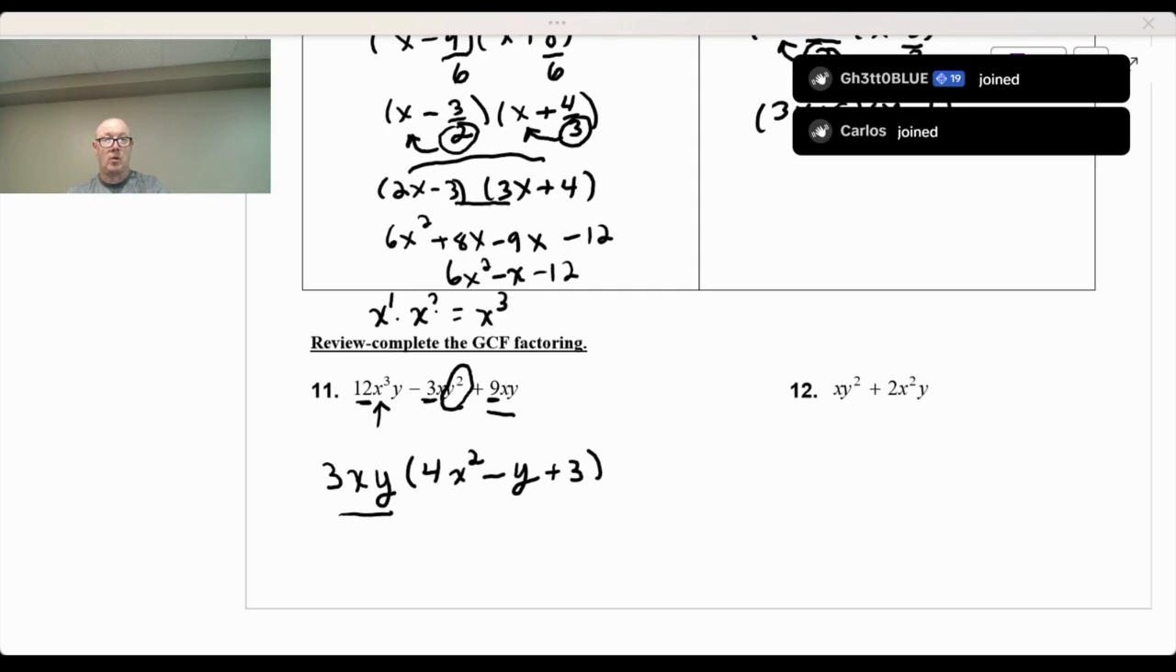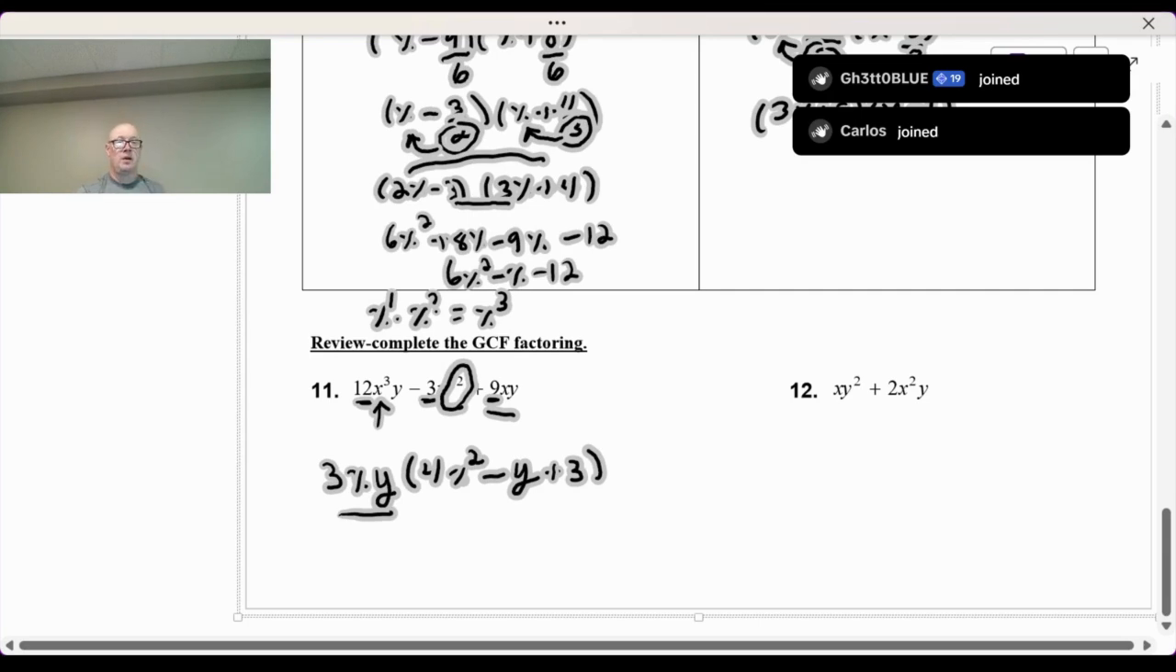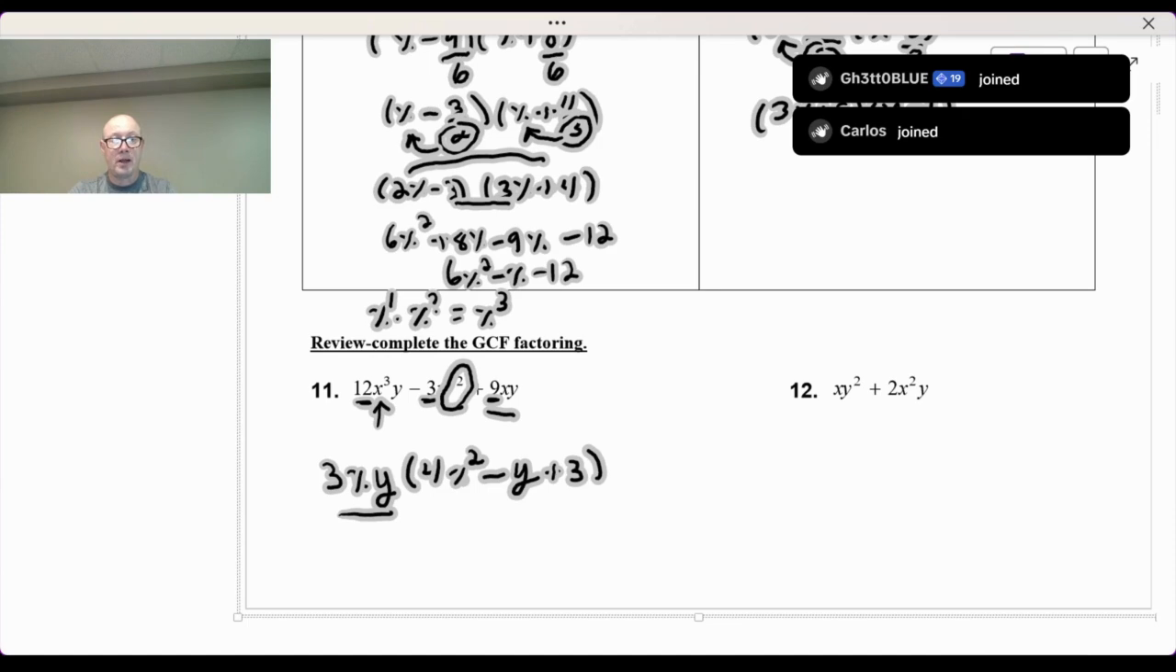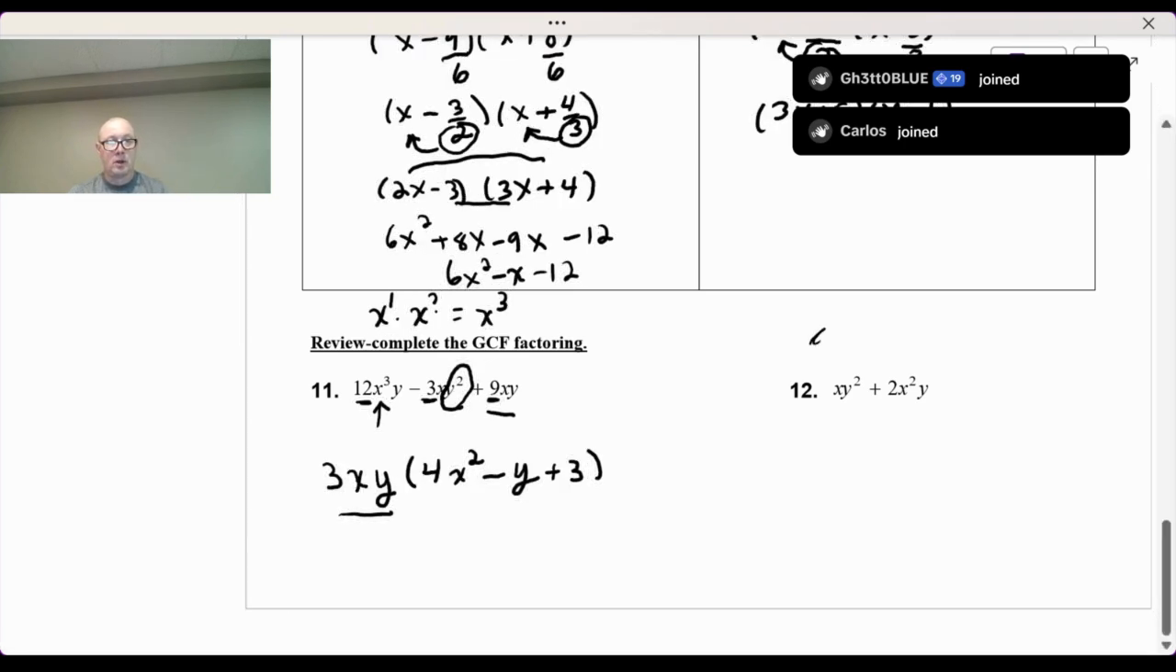Okay, so in the next one here, we're going to take xy squared plus 2x squared y. So we're going to see here what we have in common. When I look at this, I see that there's a 1, because there's no number out front here, and a 2. So I can't bring any of the numbers out front, because I need to bring out the greatest common factor, and the greatest common factor is 1 between these two constants here. So I can't bring anything out there.